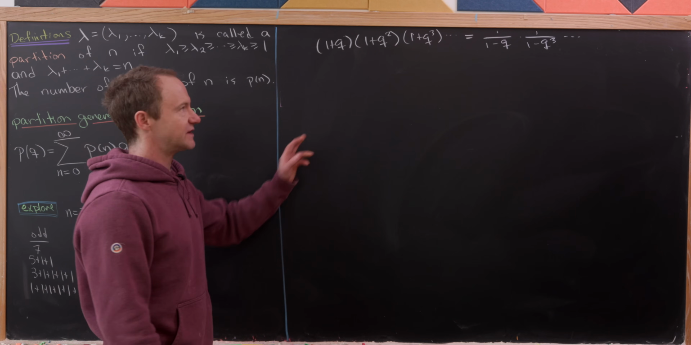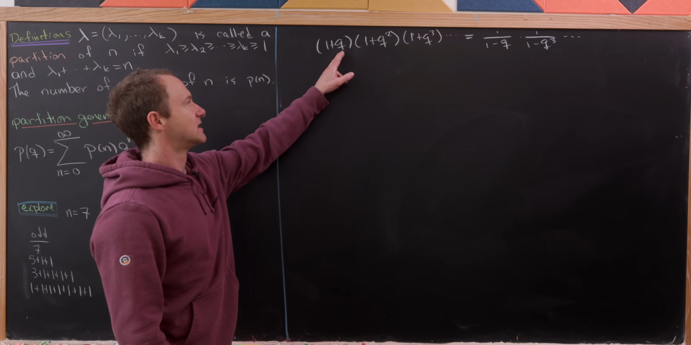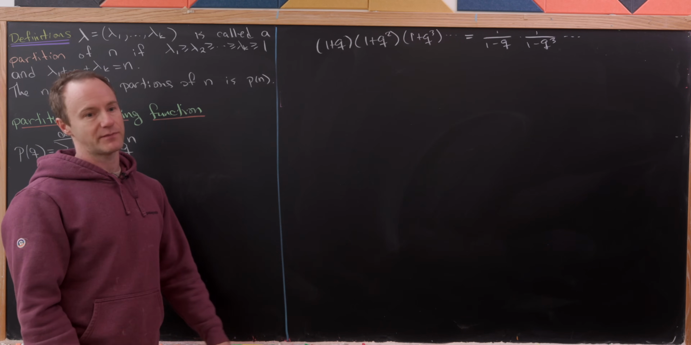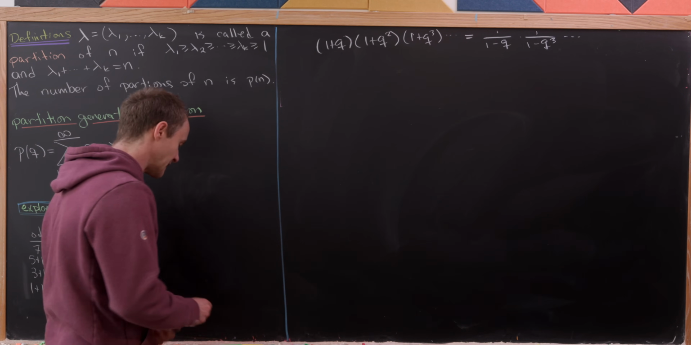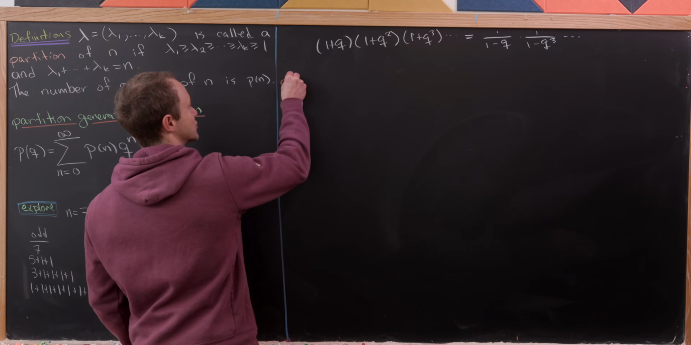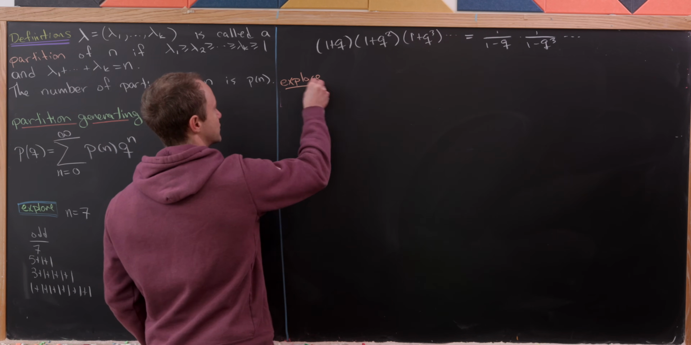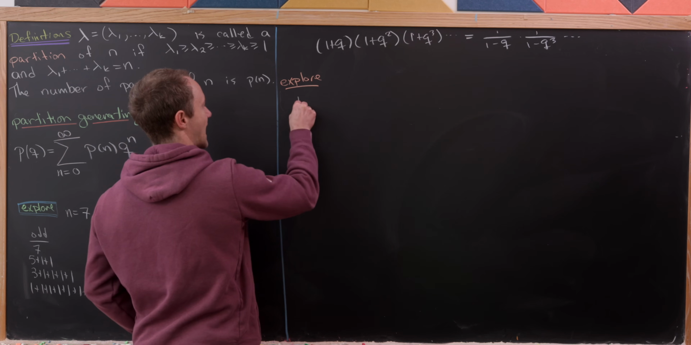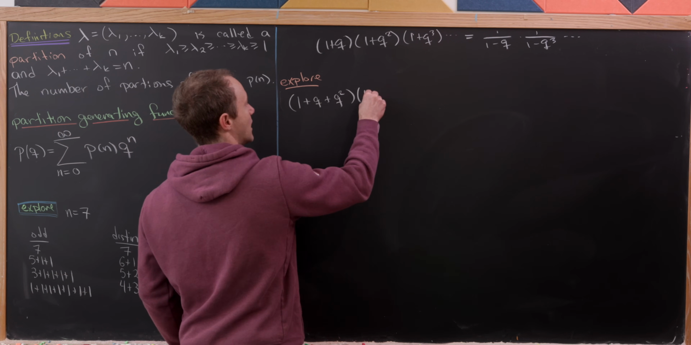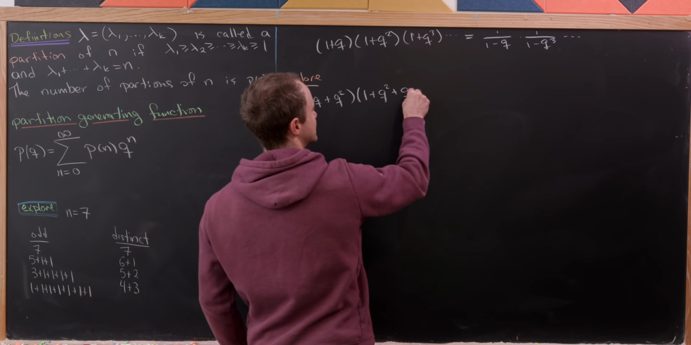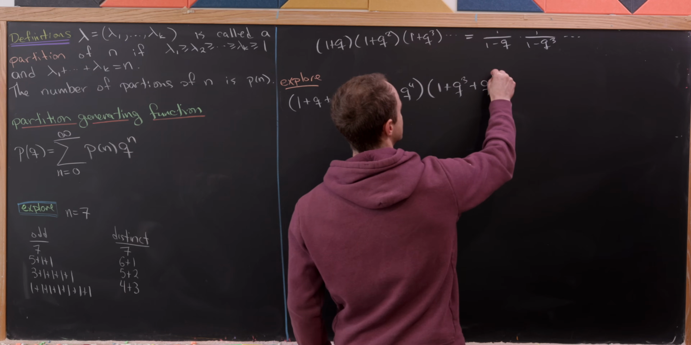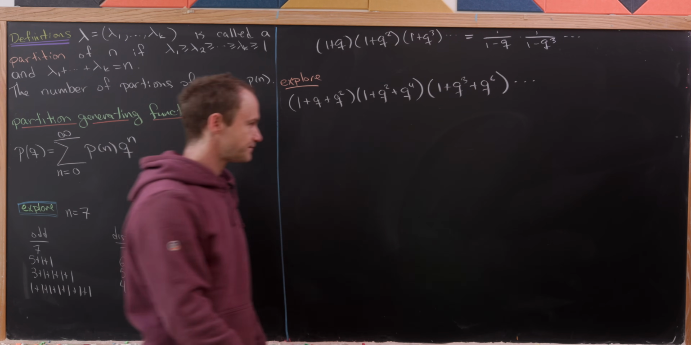So I think a logical thing to do would be to, instead of stopping at the first term here, stop at the second term, or more generally the nth term. But we'll just do the second term, and I'll leave it to you as a homework exercise to see how far you can push it. So here I'll just say we're going to explore a bit. Let's look at 1 plus q squared, and then 1 plus q squared plus q to the fourth, and then 1 plus q cubed plus q to the sixth, and so on and so forth.